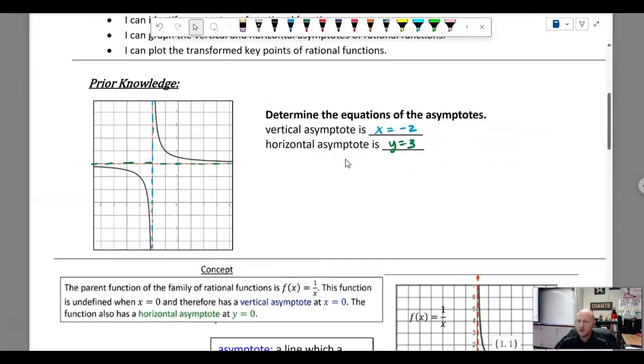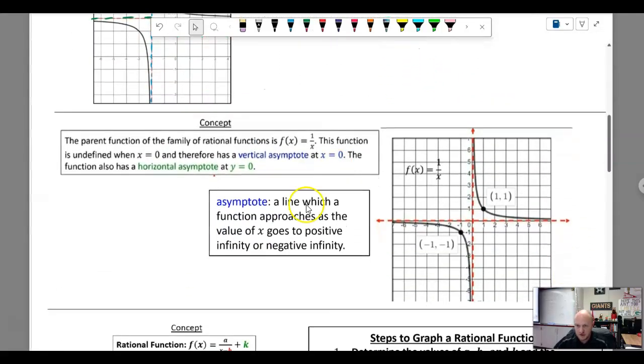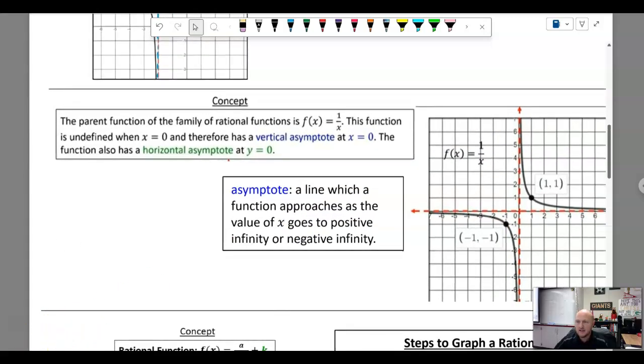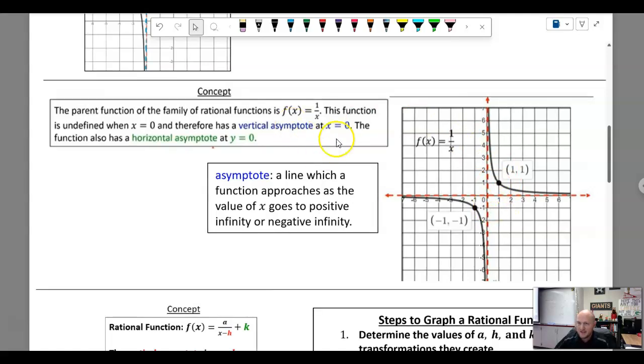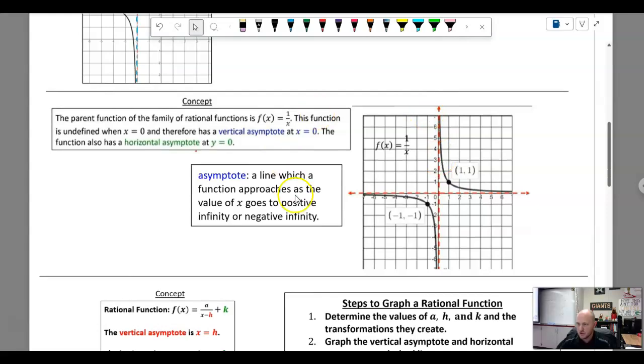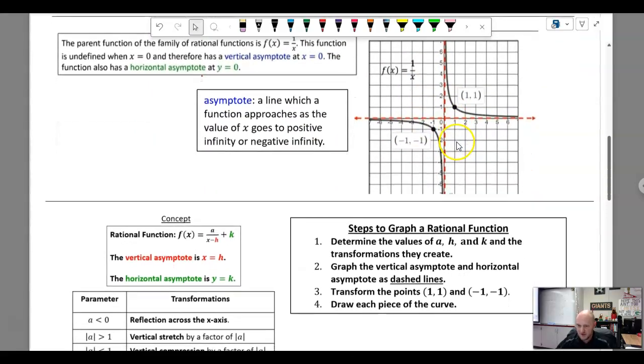So we are going to go ahead and graph these rational functions. And again, here is the parent function of a rational function. And notice the parent function has a vertical asymptote at 0 and a horizontal asymptote at y equals 0. And we have these key points, -1 and +1. And what we're going to go ahead and do is we're going to transform this.